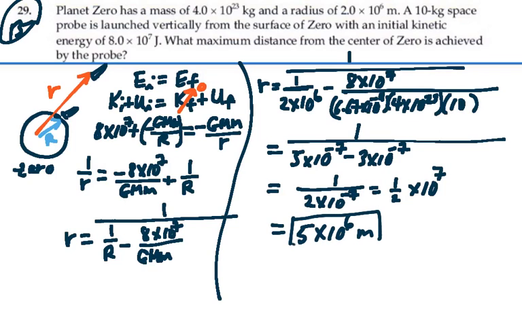So the final distance, maximum distance from Planet 0 is achieved when we have no final velocity, and that's going to be at a distance of 5 times 10 to the 6 meters from the center of Planet 0.